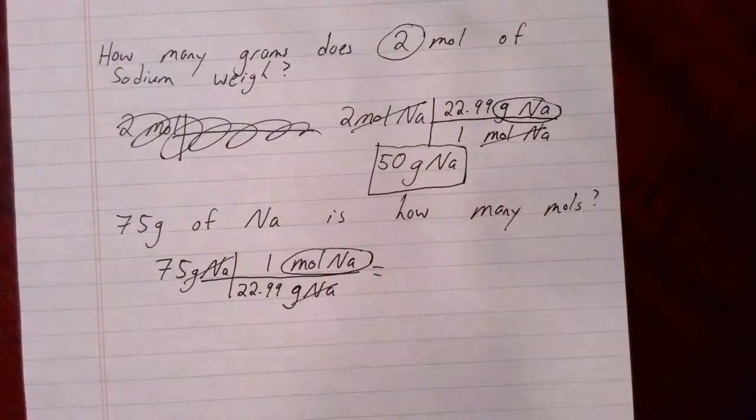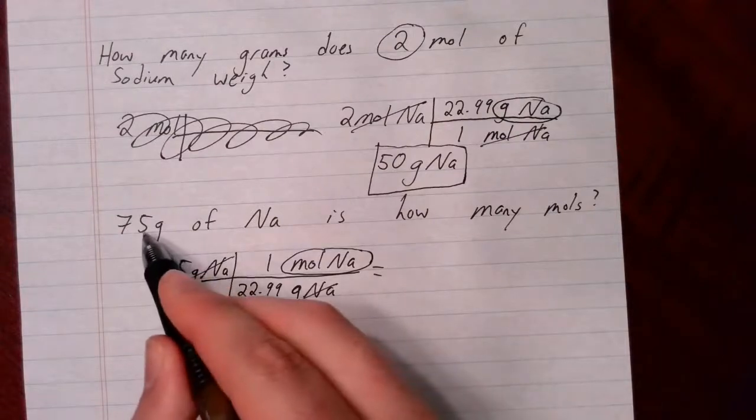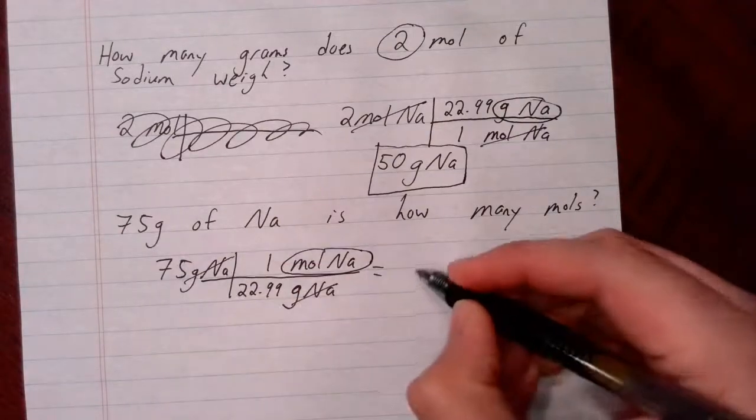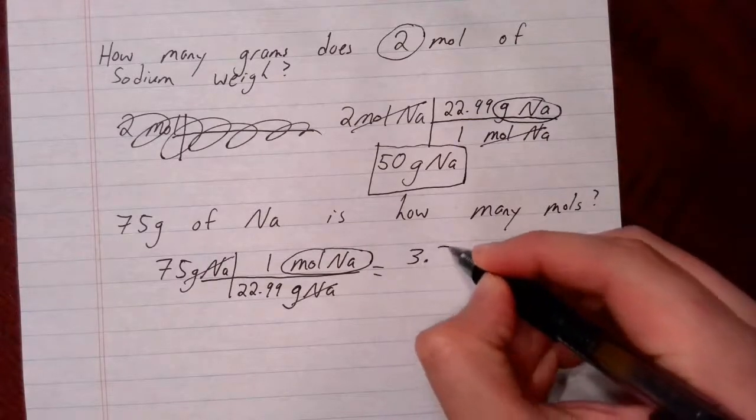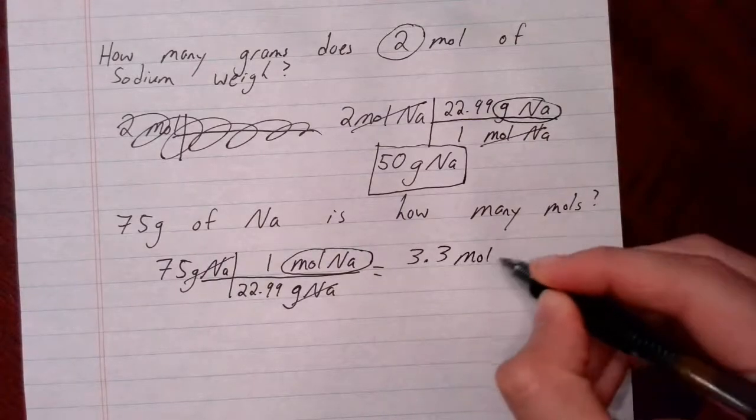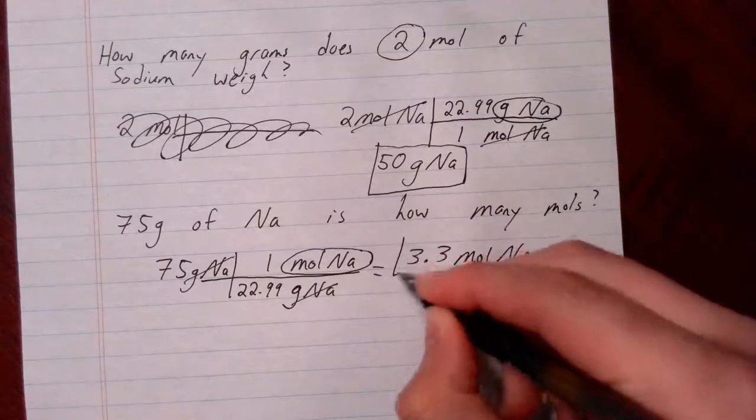So I type in 75 divided by 22.99. You should get 3.262 and some more numbers, but I only have 2 significant digits in my original problem, so I round my final answer to 2 significant digits. 3.3 moles of sodium.